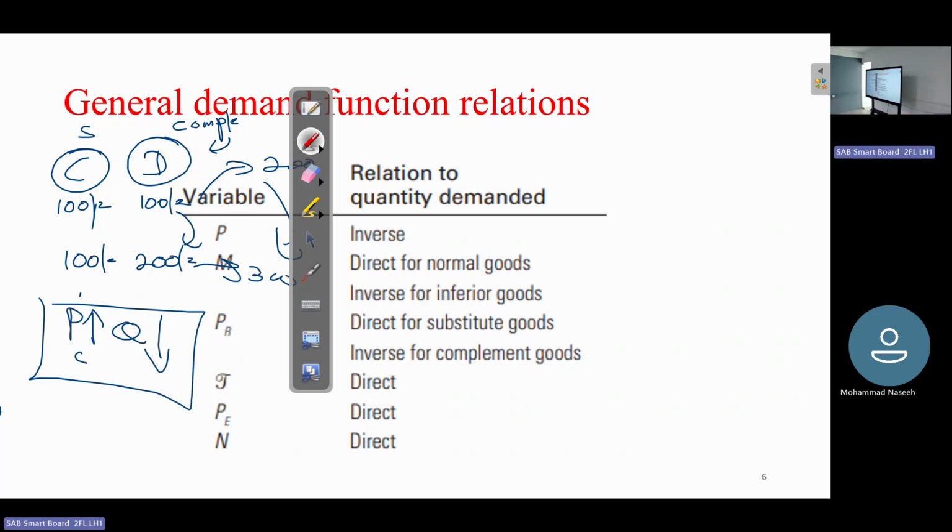Taste increase, demand increase. When taste increases, consumers will buy more of the product.